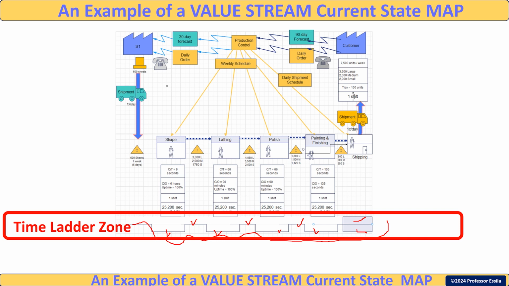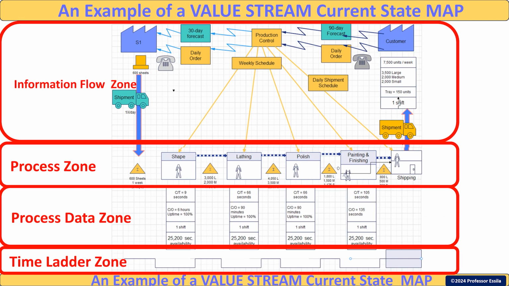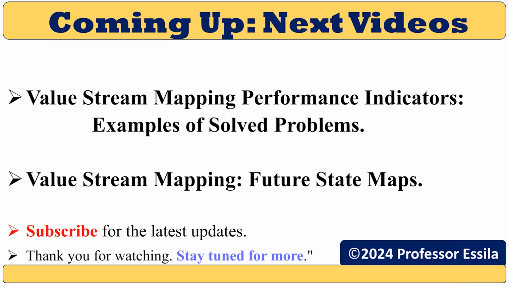You can see them again here: the information zone, the process zone, the process data zone, and the time ladder zone in one setting. In our coming videos, we'll delve into the performance indicators of a value stream map, exploring their calculation and interpretation with an example of a solved problem.